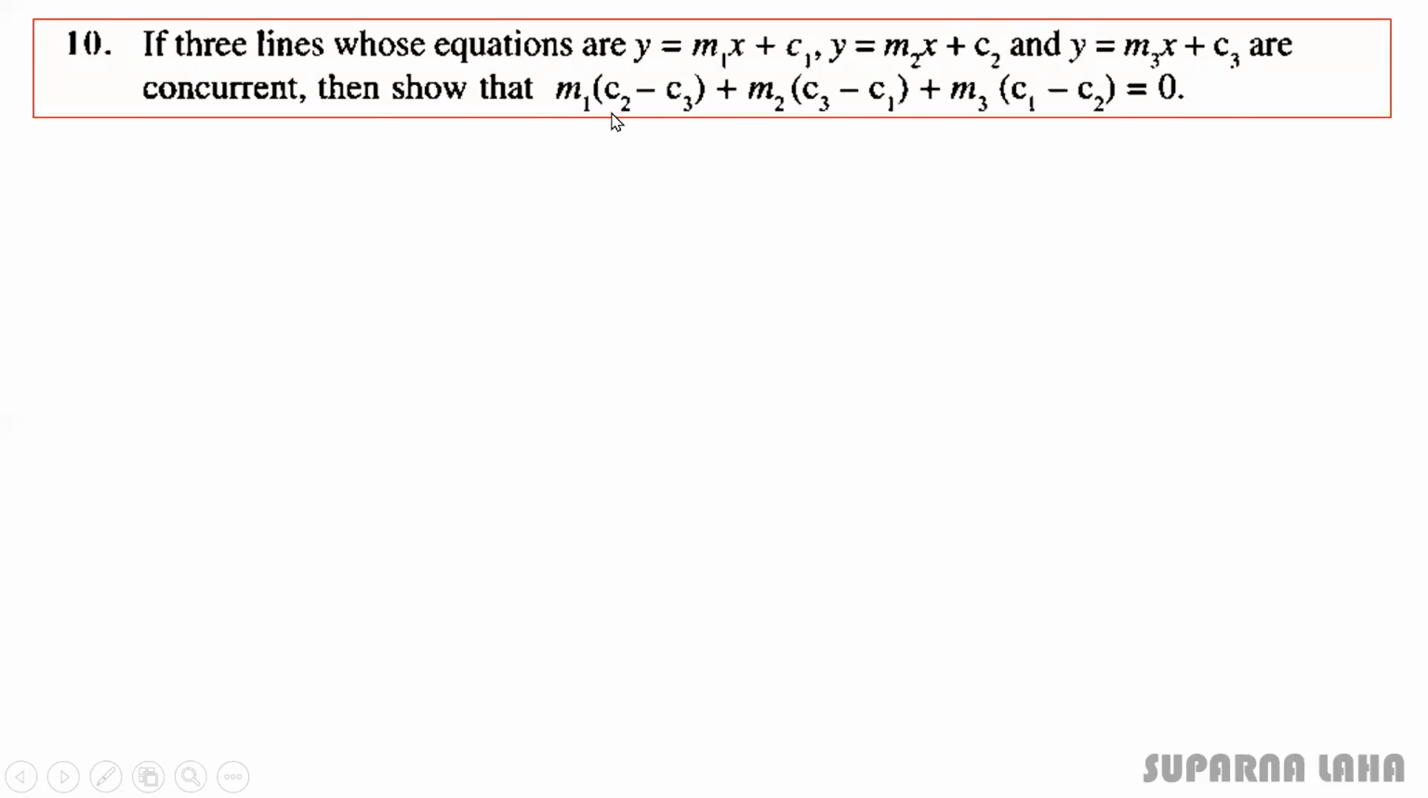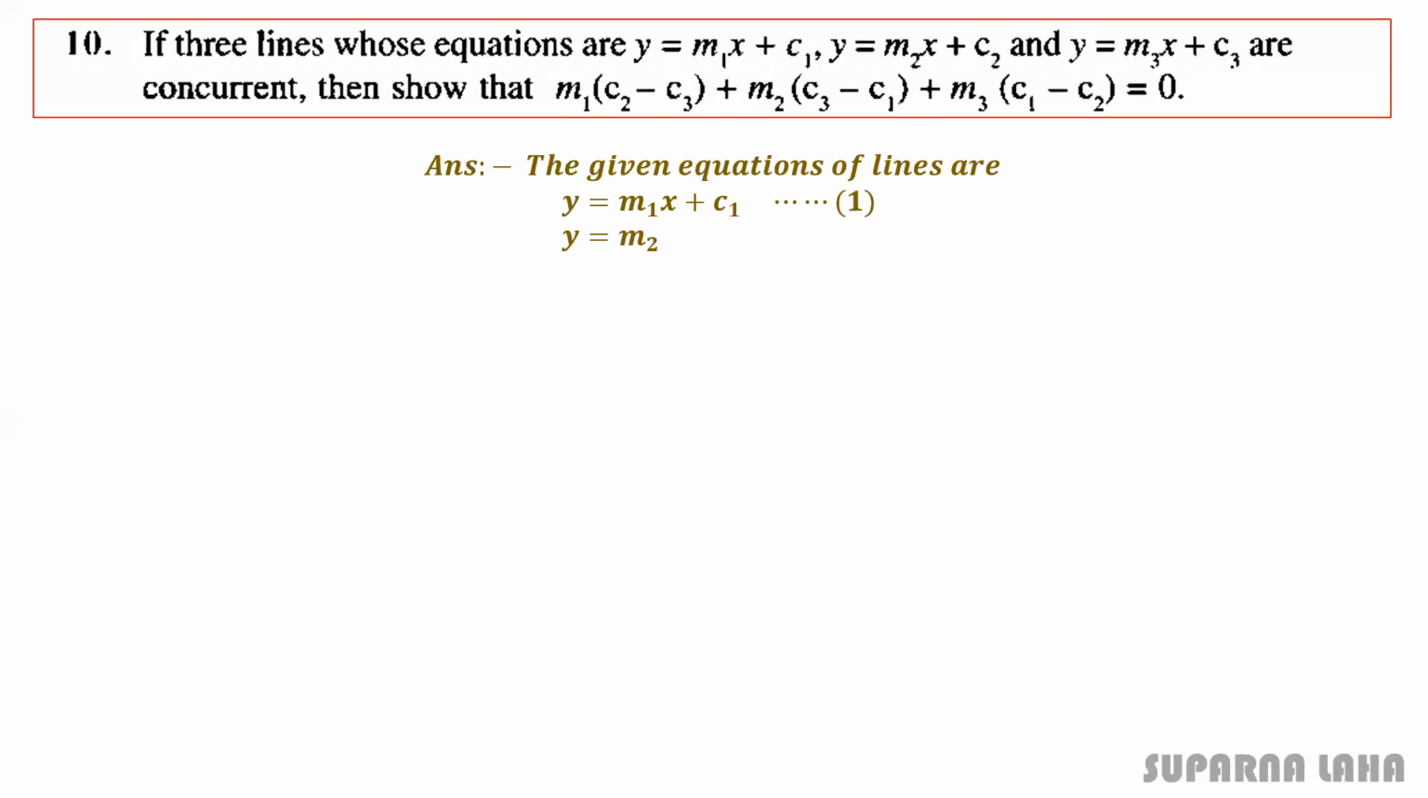So if these three lines are concurrent, that means they pass through a single point. That means if we find the intersecting point of any two equations, the third equation will also satisfy that point. Clear? So let us solve equations number 1 and 2 and find their intersecting point. Again, you can choose any method of solving: substitution method, elimination method, cross multiplication method, whichever is easier and more suitable for you.